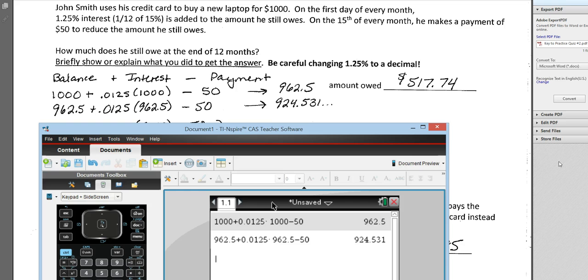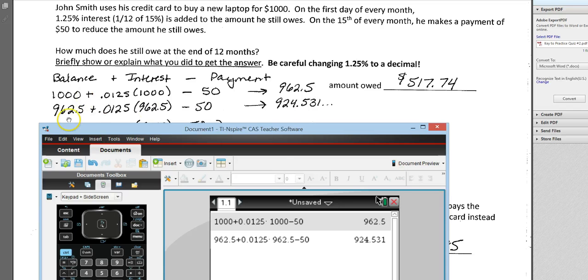So I started out saying he had a balance there of $1,000. Then we added the interest, 0.0125, that's 1.25%, times 1,000, and then minus 50 equals what he owes then at the end of that month. And I showed on the calculator there, I did that computation. So at the end of the first month, then he owes $962.50.